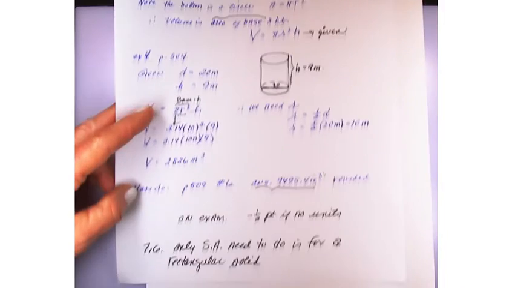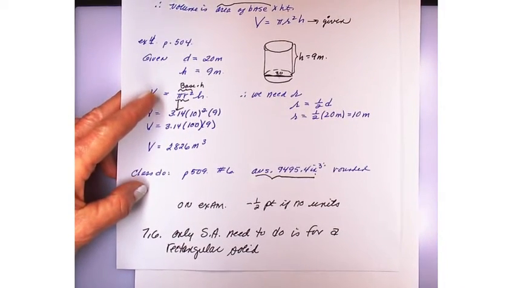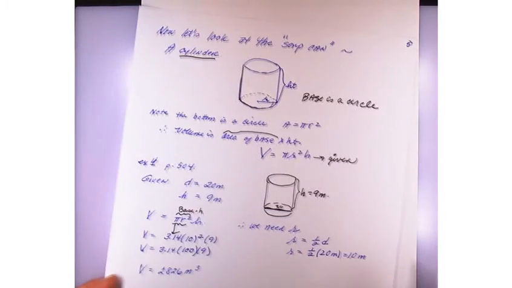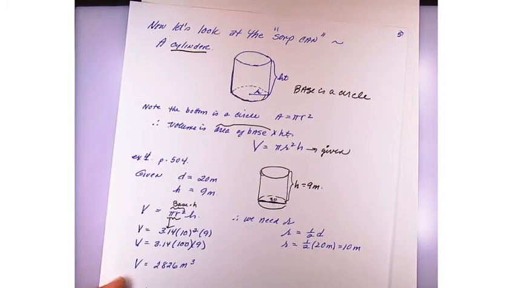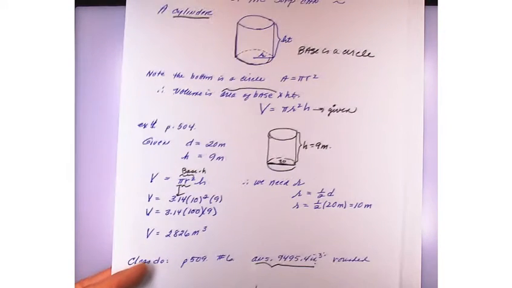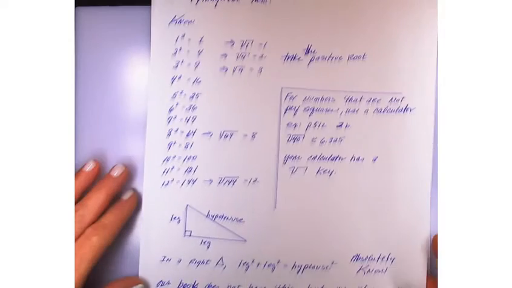We are not doing the pyramids. We're not doing anything else. So the most important is that you understand the rectangular solid and you can find the volume of a soup can. Those are the things that are important to us.